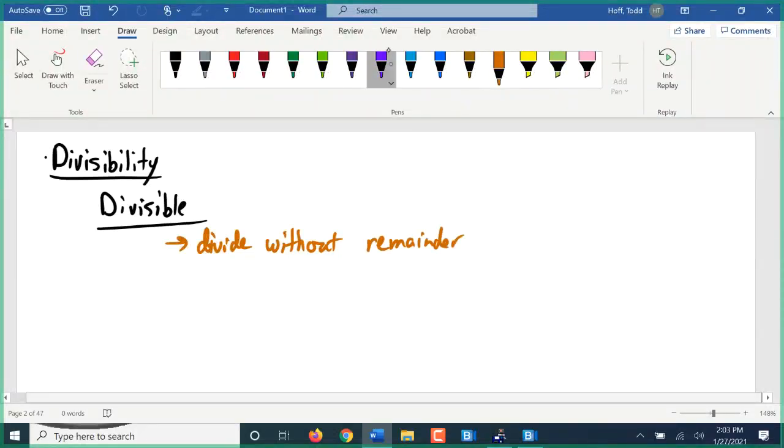Let's look at some examples. If I have 12 divided by 3, what's my result? 4. 12 is divisible by 3 because it divides without a remainder. 42 divided by 6, what do I get? 7. 42 is divisible by 6 because it divides without a remainder.